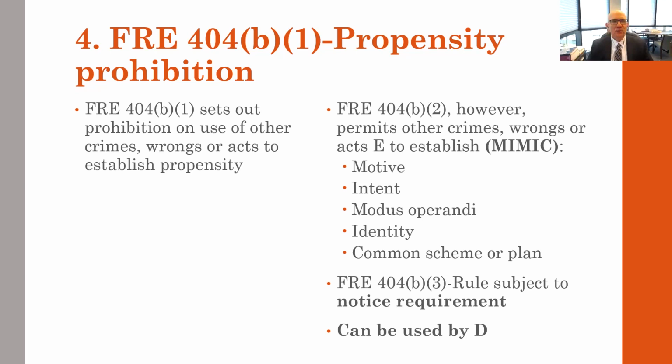So under Federal Rule of Evidence 404(b)(1), a prior bad act, a prior crime, a prior wrong should not be coming in to establish propensity. It can, however, come in if it falls under one of the MIMIC designations, that is motive, intent, modus operandi, identity, common scheme or plan, etc.